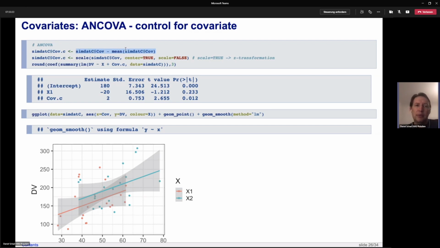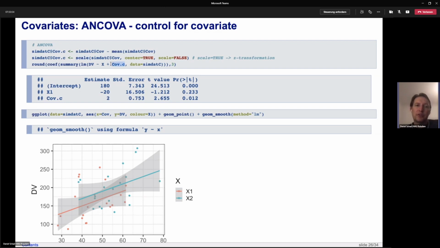So we subtract the mean. We can simply do that by hand, or we can use this function scale, where we say center equals true and scale equals false. If you put scale equals true, then it gets a z-transformation. If you put it to false, it's just centering. So these two commands are doing the same.